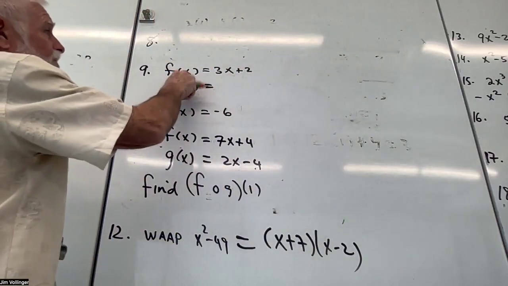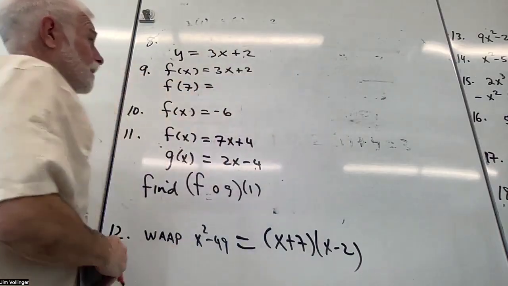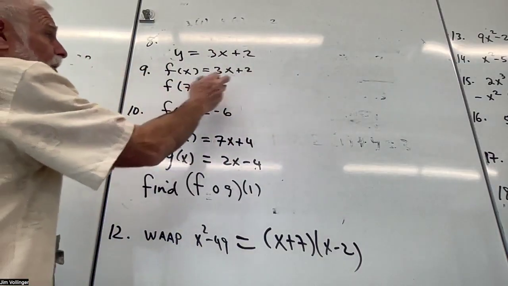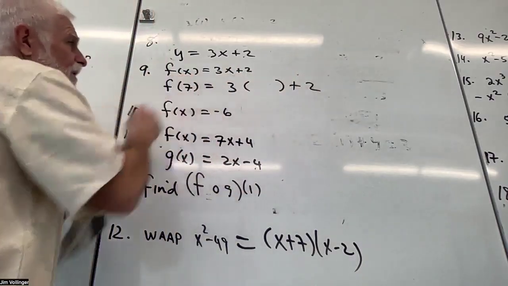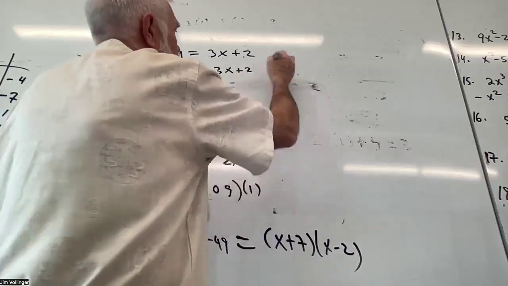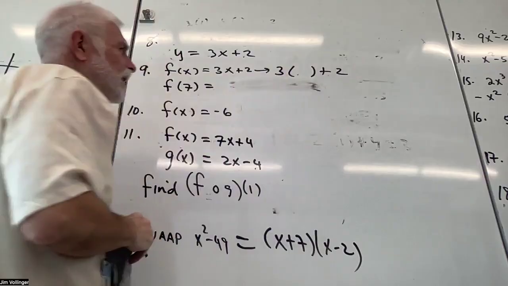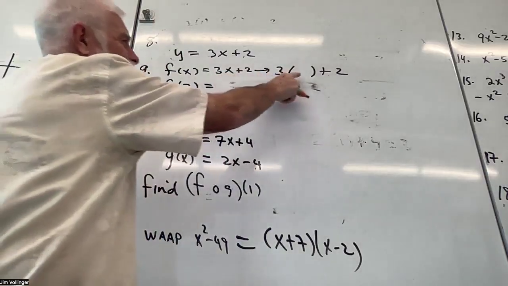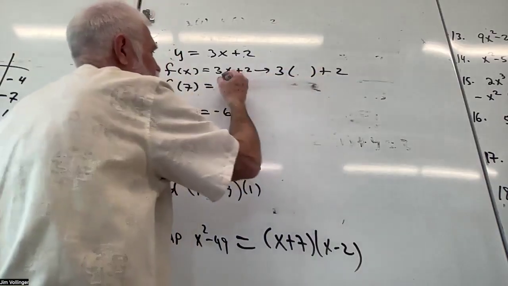So my function, which is another way of saying y equals 3x plus 2, and I'm doing f of 7, so I'm doing 3 times some number plus 2. That's what this function is. 3 times some number plus 2. That's the calculation we're looking at. So what am I going to plug in for that number? 7. 3 times 7, 21 plus 2, 23.